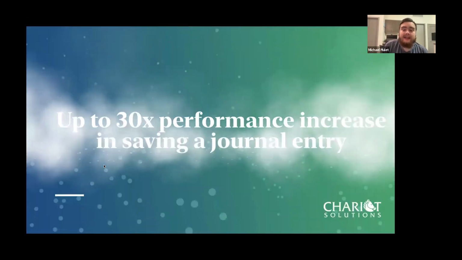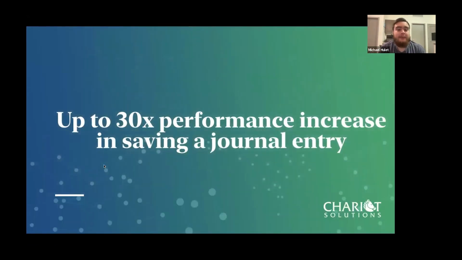Now, this resulted in a 30 times increase in performance in saving a journal entry. Another massive, massive performance win. If you were on a slow network before and saved a journal entry, you could sit there for up to a minute or two just waiting for your data to download. But now it just all breezes right by, no matter what phone you're on, no matter what network you're on.